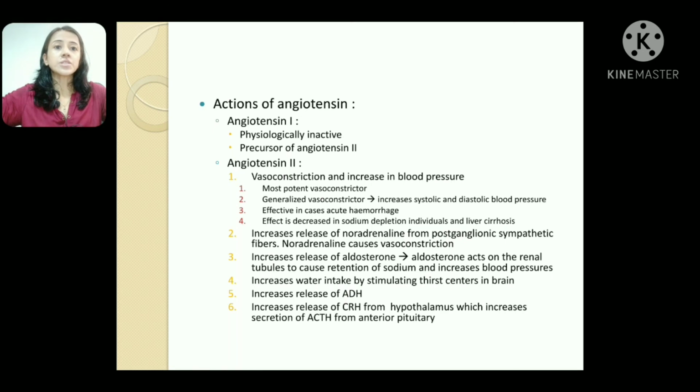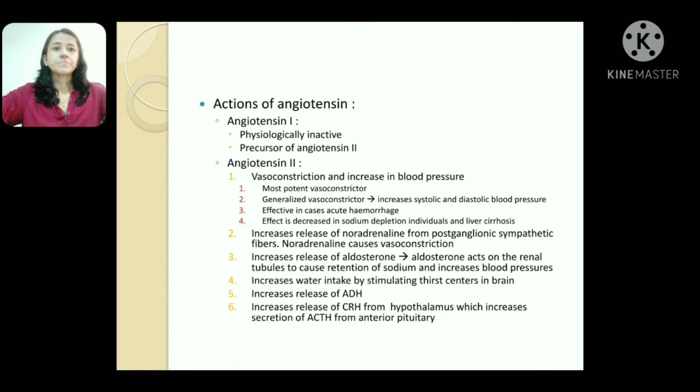The second function of angiotensin 2 is that it increases the release of noradrenaline from postganglionic sympathetic fibers, and noradrenaline also causes vasoconstriction. Third action, it increases release of aldosterone from the zona glomerulosa cells, and aldosterone increases sodium and water retention. Fourth, it increases thirst by acting on the thirst center, and water intake is increased. Fifth function, it increases release of ADH, that is vasopressin. Again, it causes vasoconstriction. It also increases release of corticotropin releasing hormone.